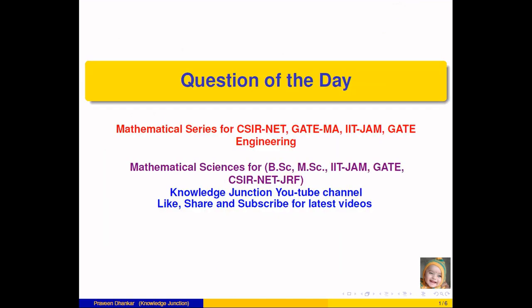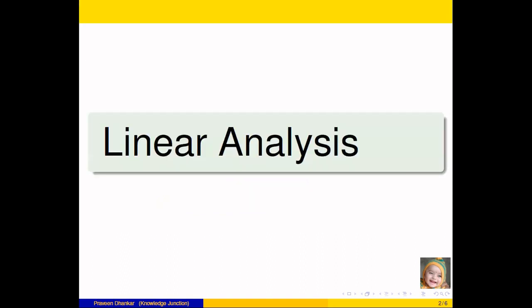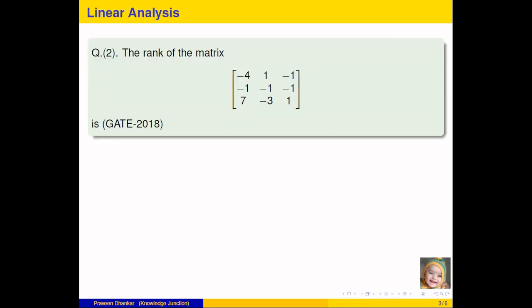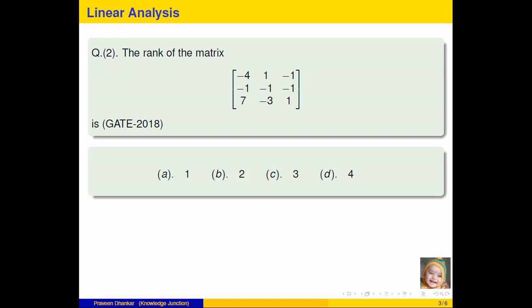So welcome to the series Mathematical Analysis, especially for CSIR NET, GATE, IIT JAM, GATE Engineering, etc. We are continuing with linear analysis, and today is question number 2, which is based again on the rank of the matrix, and this is a question which came in GATE 2018. We have a matrix of 3 cross 3, and you have options 1, 2, 3, 4.